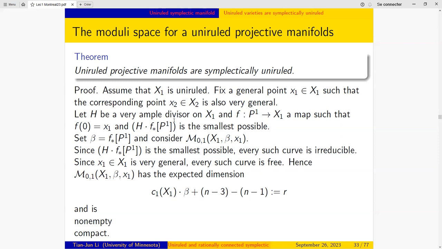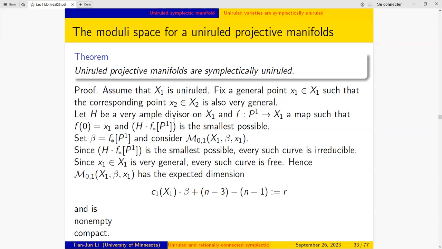Okay, so the problem: since x1 is a very general point, every such curve is free, as I've already observed. So the moduli space has expected dimension. There's no obstruction bundle, but no full class computation of the whole. And because it's minimal, it's compact. There's no bubbling, and so we're in a good situation. It's not empty.